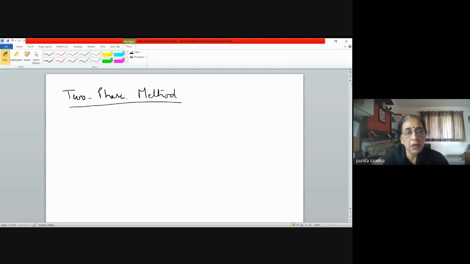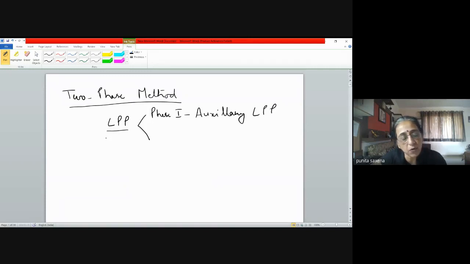Okay. Now, as the name itself suggests, we are talking of two phases. That means your given linear programming problem is solved in two phases. In phase one, we construct what is called the auxiliary LPP. That means from the given linear programming problem, whatever we are solving, we construct its corresponding auxiliary LPP. How? I'll tell you just now.